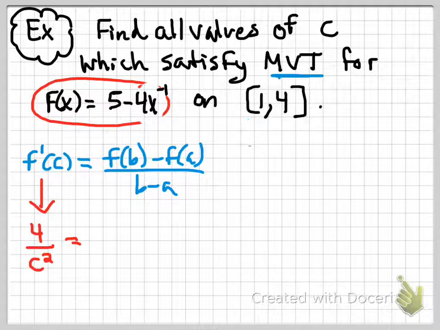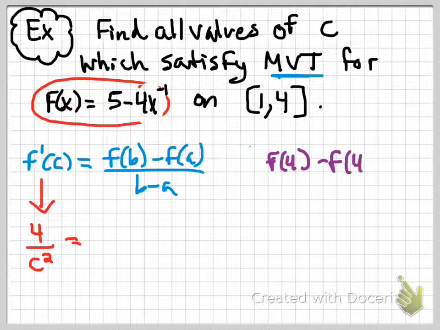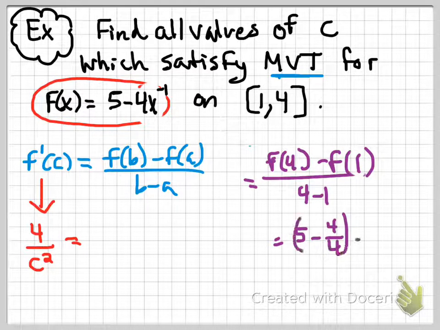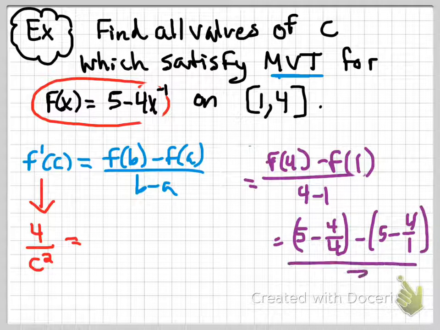Now we want to find f of b minus f of a. So we're going to do f of 4 minus f of 1 all over 4 minus 1, which means I need to plug 4 and 1 back into my original equation. So I need to plug 4 back into 5 minus 4 over 4, minus, plug in 1, 5 minus 4 over 1, all over 3.